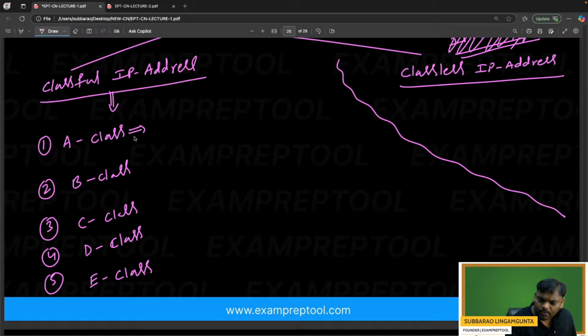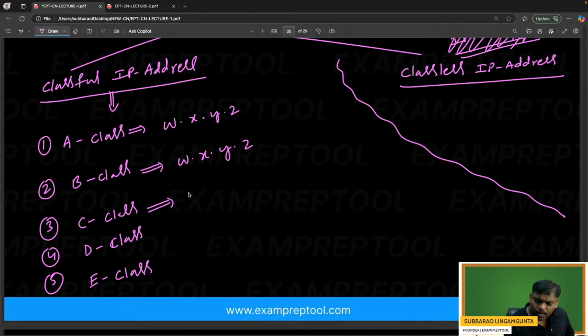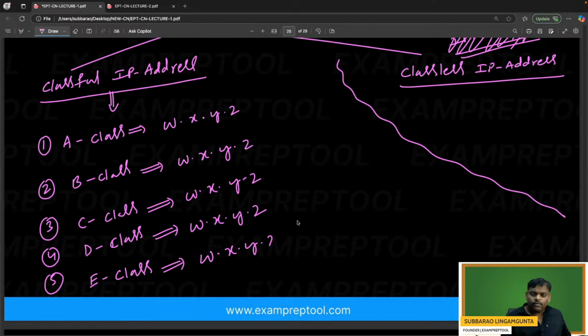Some people are asking, sir, IP address means 4 octets will be there. W.X.Y.Z. When you say IP address, 4 octets will be there. Be careful everyone. Until now you have written perfectly.